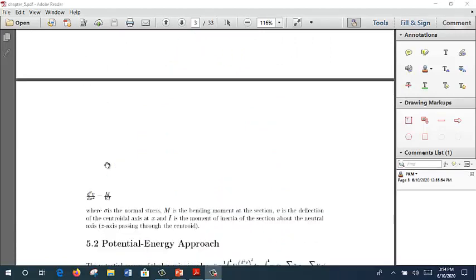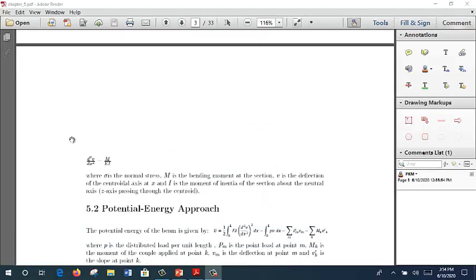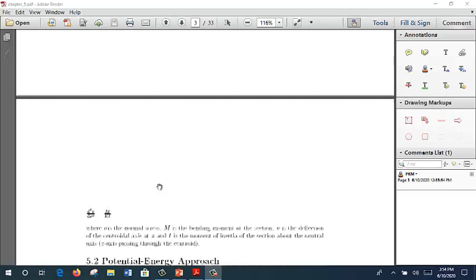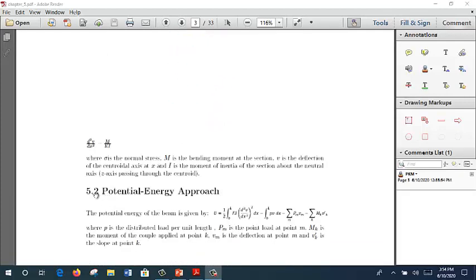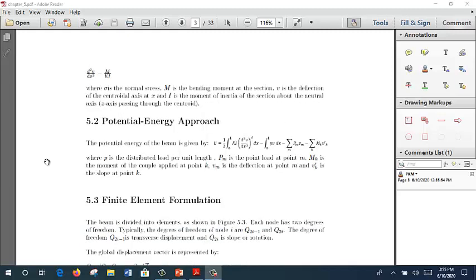Okay, so we continue. From that, the double differentiation of v, what is v? v is the deflection of the centroidal axis of x. You can see that what v is here is mentioned here, right? So it is equal to M over EI, where M is the bending moment, E is the Young's modulus and I is the moment of inertia. I think that is quite straightforward for you, and I think you have learned it before in solid mechanics, if I'm not mistaken. So we go to the next section.